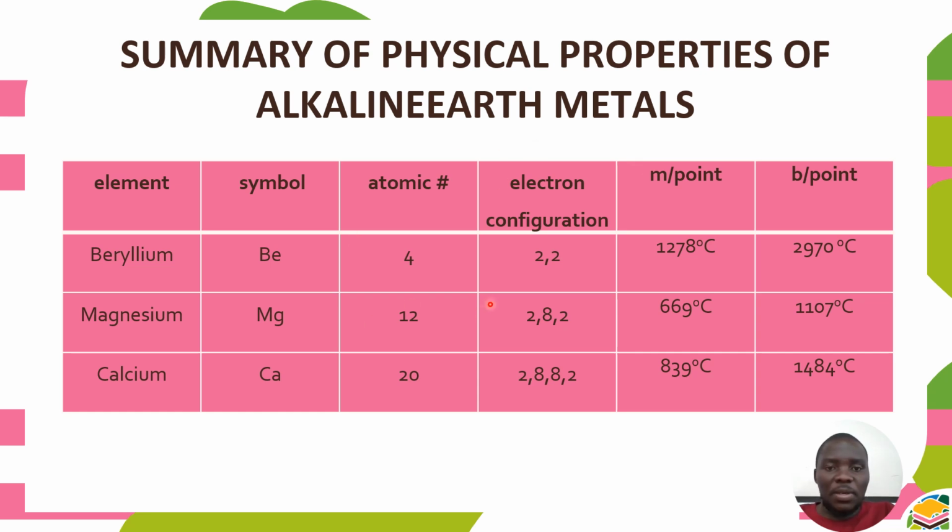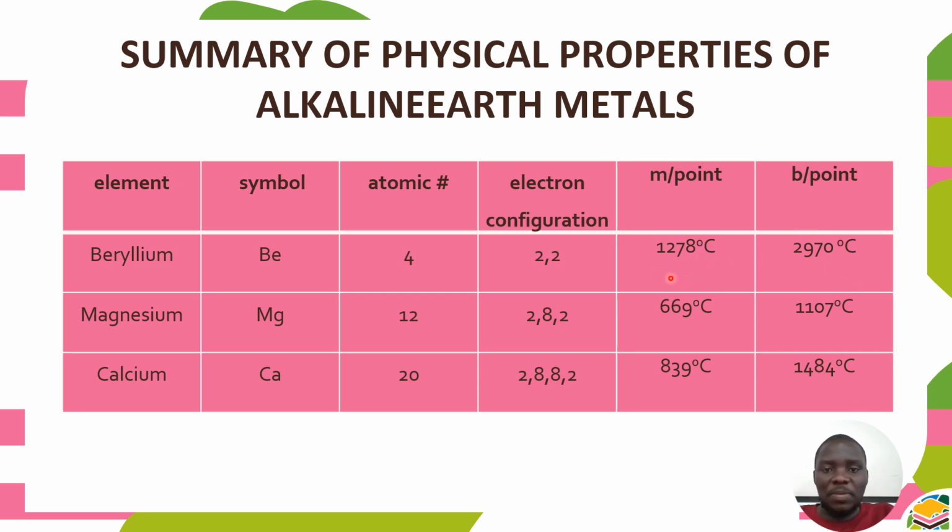So the summary of the physical properties. We can summarize in this way. We can check on the symbol. Beryllium, the symbol is Be. Magnesium is Mg. Calcium is Ca. This is the atomic numbers. These are electron configuration, but in terms of melting and boiling point, we can check now on the melting and boiling point.